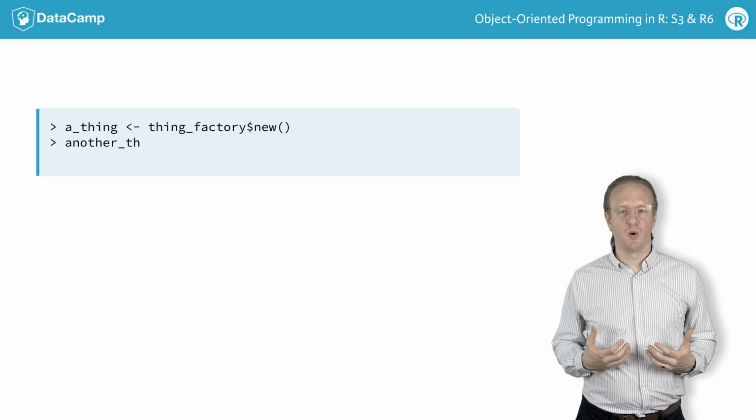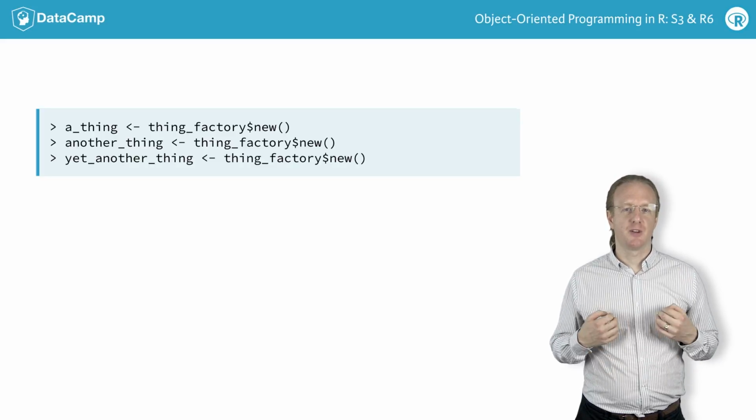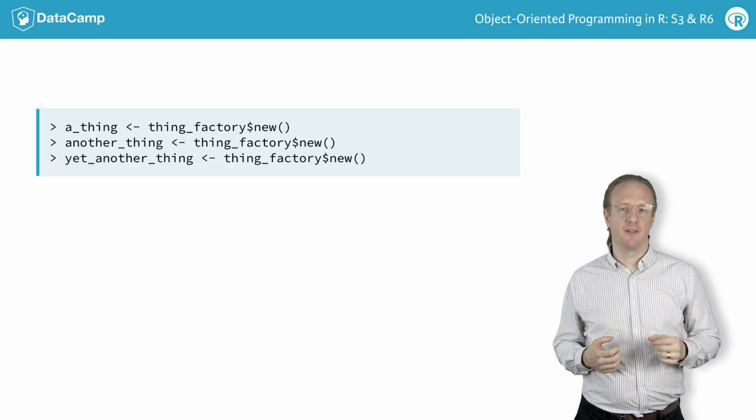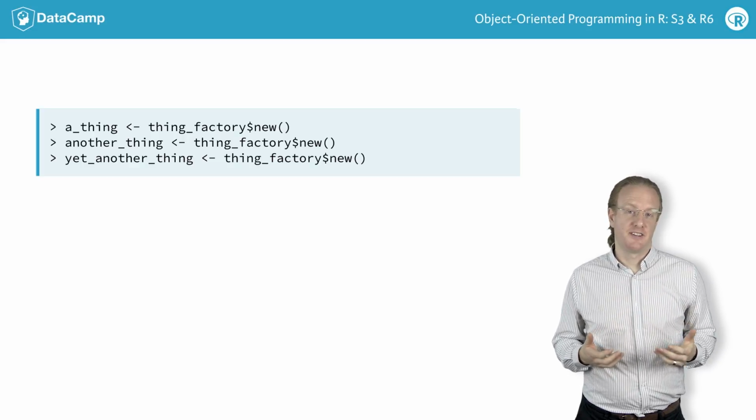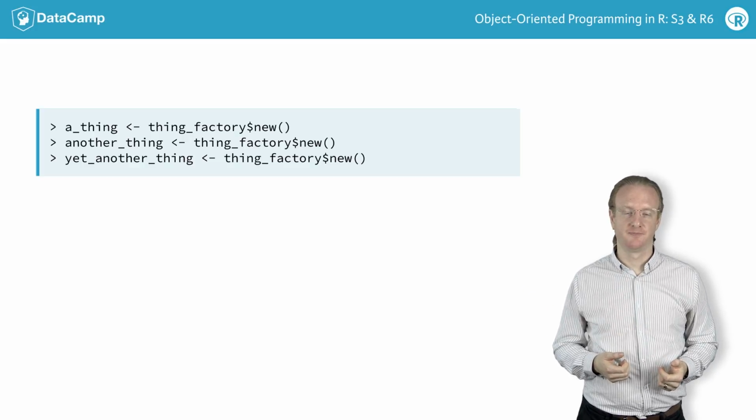The second step to working with R6 is to create some objects. You can do this by calling the new method of the factory. Since it's a factory, you can churn out as many of these objects as you like.